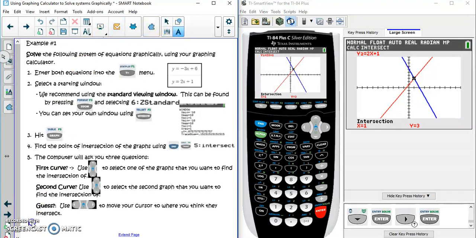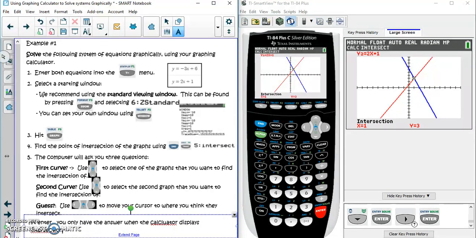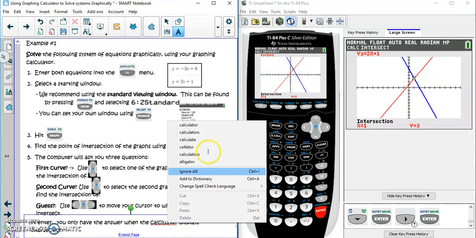And this is a really important thing. Hit enter. You only have the answer when the calculator displays that word intersection. So I'm going to show you 2 different things here.